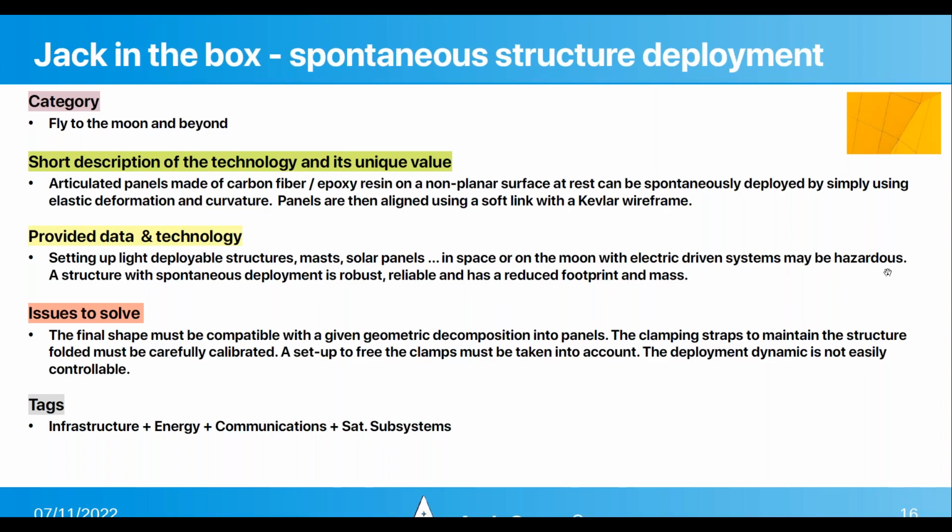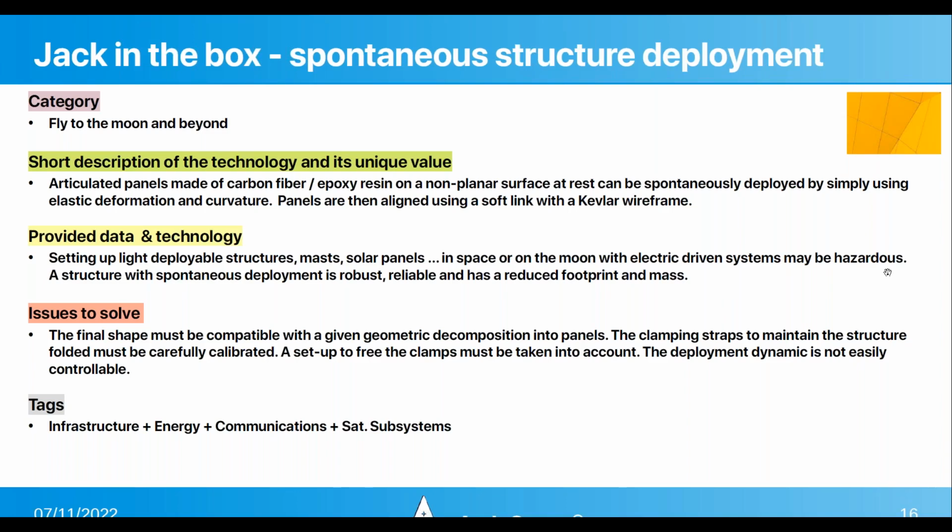Simply, it's really just like a jack-in-the-box image. Whenever you release it, the panels will be strapped to make sure they are folded together, and the panels are linked to one another with some wireframe. It can be a Kevlar wireframe, for example. So when you break the Kevlar wireframe, the strap, it will spontaneously deploy.